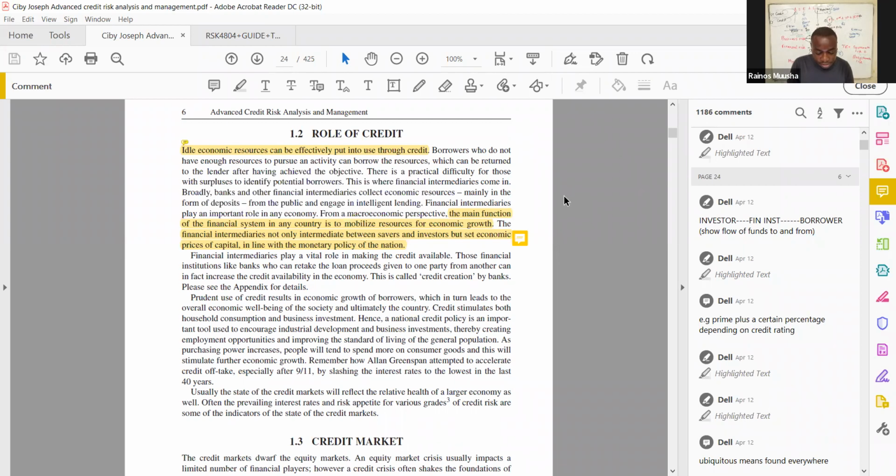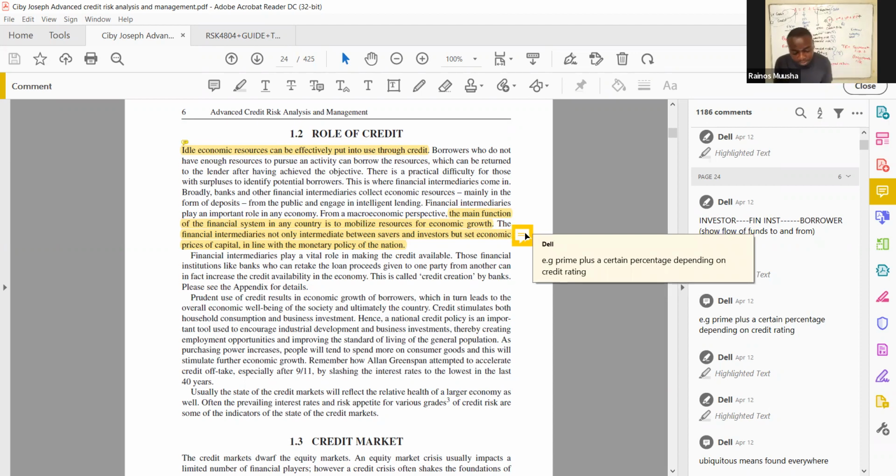So here they say the main function of the financial system in any country is to mobilize resources for economic growth. So the financial intermediaries not only intermediate between savers and investors, but set economic prices of capital in line with the monetary policy of the nation as well. That's why when you're looking at the pricing, they are going to be charging you prime plus or minus a certain percentage depending on your credit rating as well.